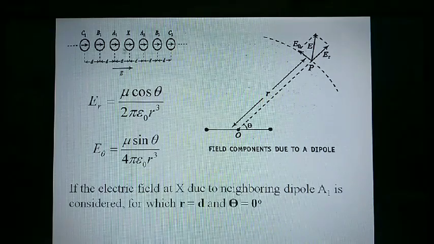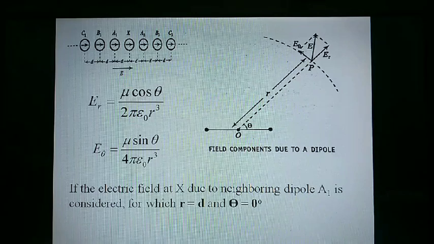If you consider this dipole, that is X, and the electric field at the point where X is located, due to the neighboring dipole A1, then the distance is equal to d, and the angle theta is 0 degree. If you are considering the dipole A1, due to which an electric field is established at the point where X is located, the distance of this X is shown to be d here.